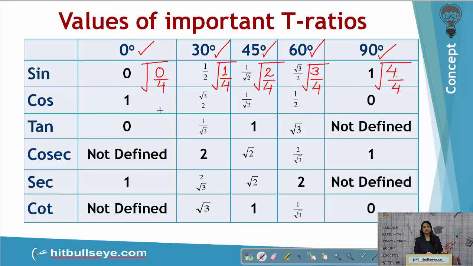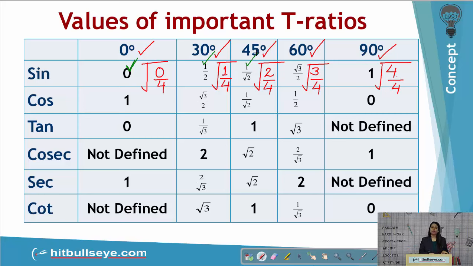So what is 0 by 4 its square root? It will give you 0. What is 1 by 4 its square root? It will give you half. What is root of 2 by 4? That is 1 upon root 2. Sine 60 degree will be root 3 upon 2, and sine 90 degree will be 1. So if you are not able to remember this table, you can write the whole table in this manner. But it is recommended that you learn this table.